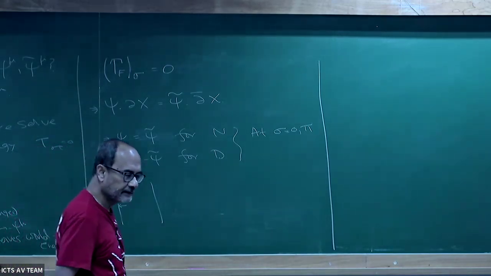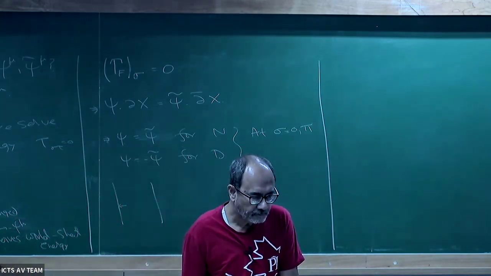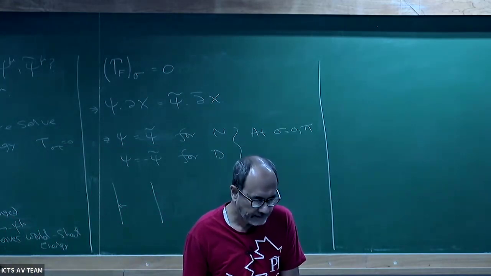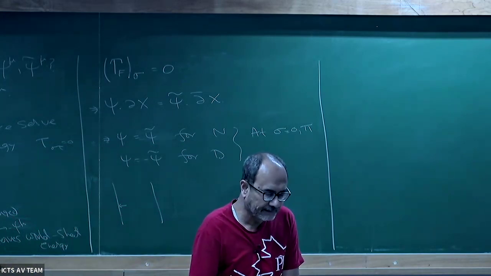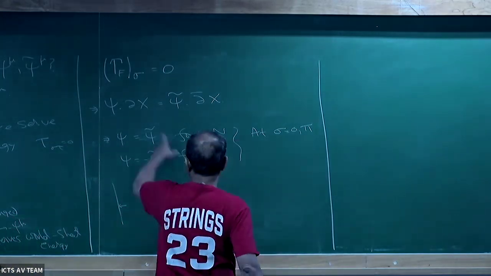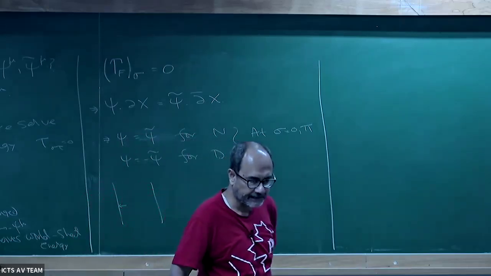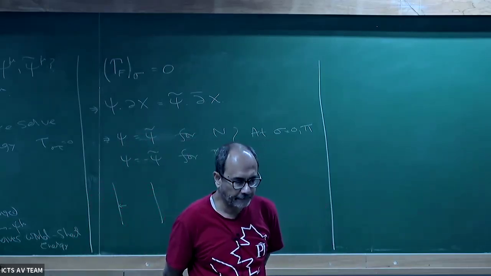In closed string also, in the NS sector, global supersymmetry was broken. Exactly. In closed string also in the NS sector, global supersymmetry is broken, which is reflected in the fact that there's no zero mode, right? Global supersymmetry will be just the integral d sigma T_F, and that doesn't exist there, because that would generate the zero mode.